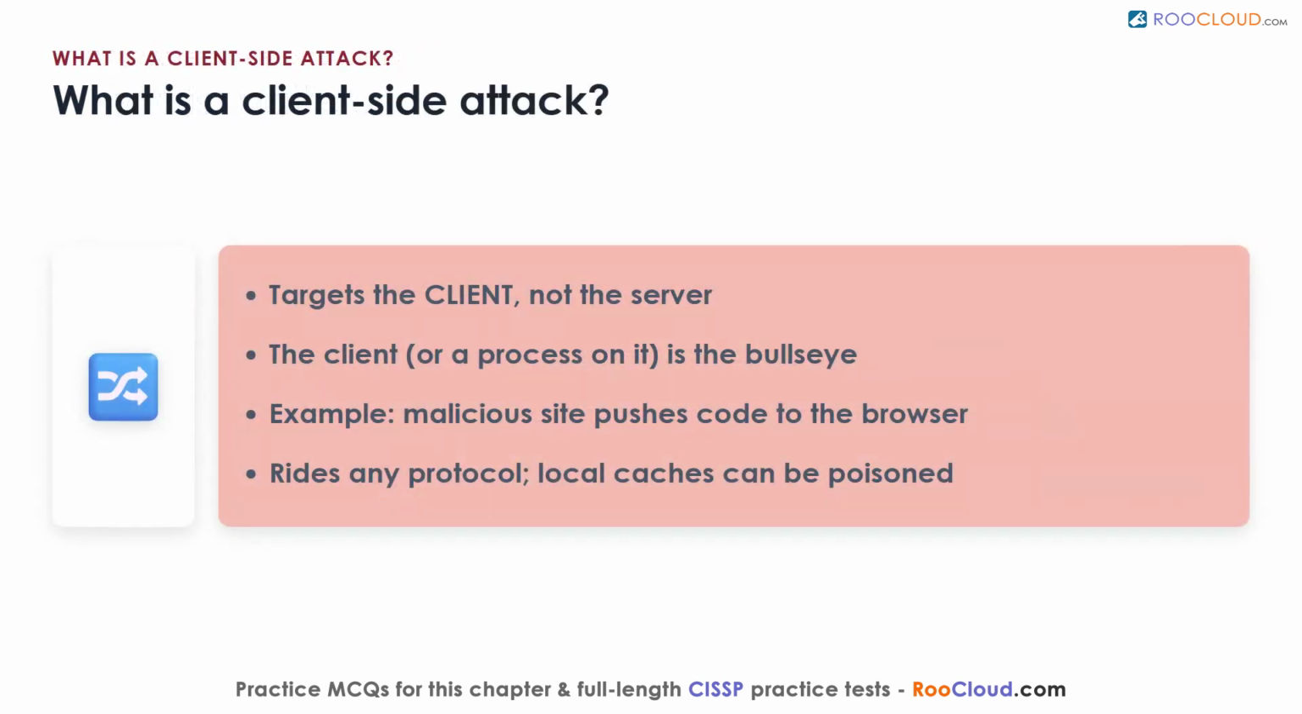So what actually is a client-side attack? It is any attack that targets the client itself rather than the server. Most people picture the server as the prize, but here the client, or a process running on it, is the bullseye. A classic example is a malicious website that pushes harmful code into a vulnerable browser, and it is not limited to web traffic. These attacks can ride any communication protocol, and even the client's local caches can be poisoned. Think of a burglar who ignores the well-guarded warehouse and instead targets the delivery van parked outside it.